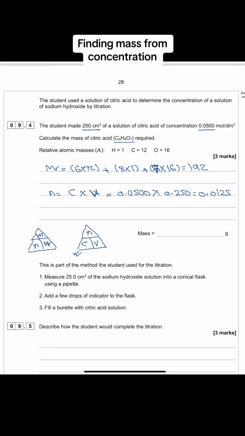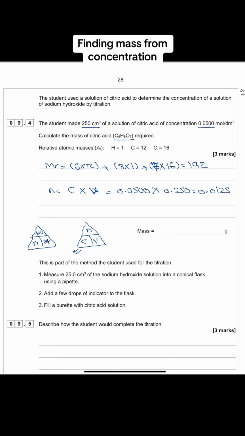And then finally you need to find the mass. So the mass of citric acid will equal, from the first triangle, the number of moles times the MR. So number of moles is 0.0125 times the MR that we found there, which is 192, and that will give you the mass in gram, which is 2.4 gram. So the mass here is 2.4 grams.